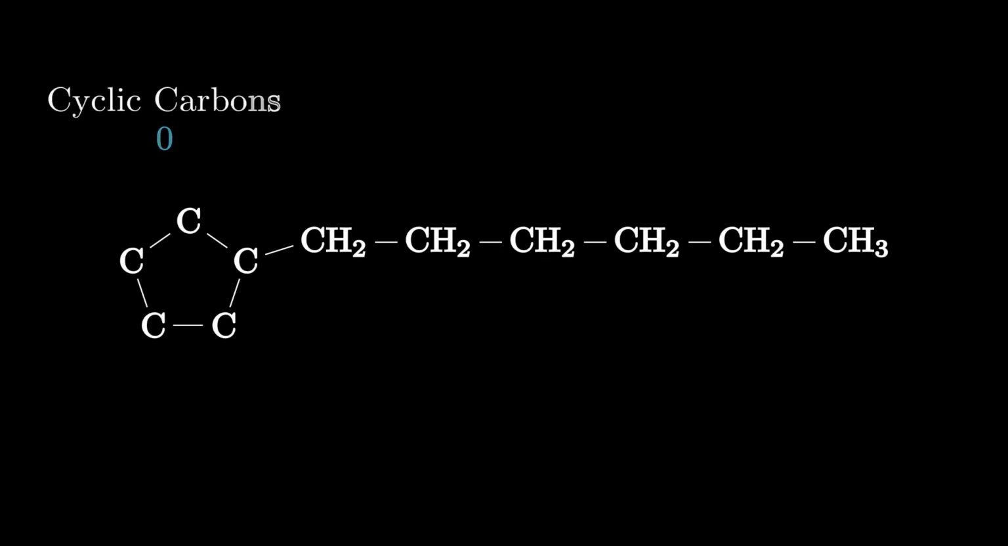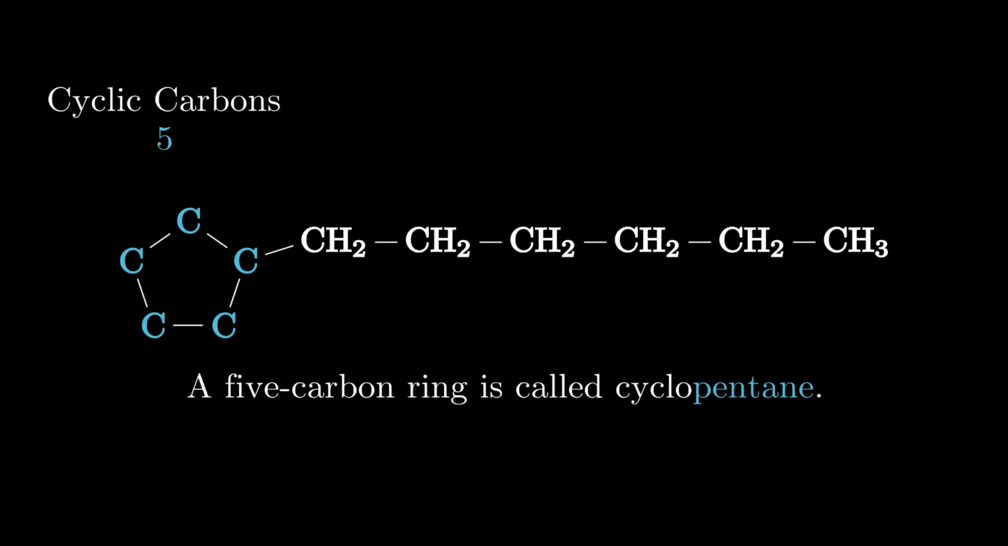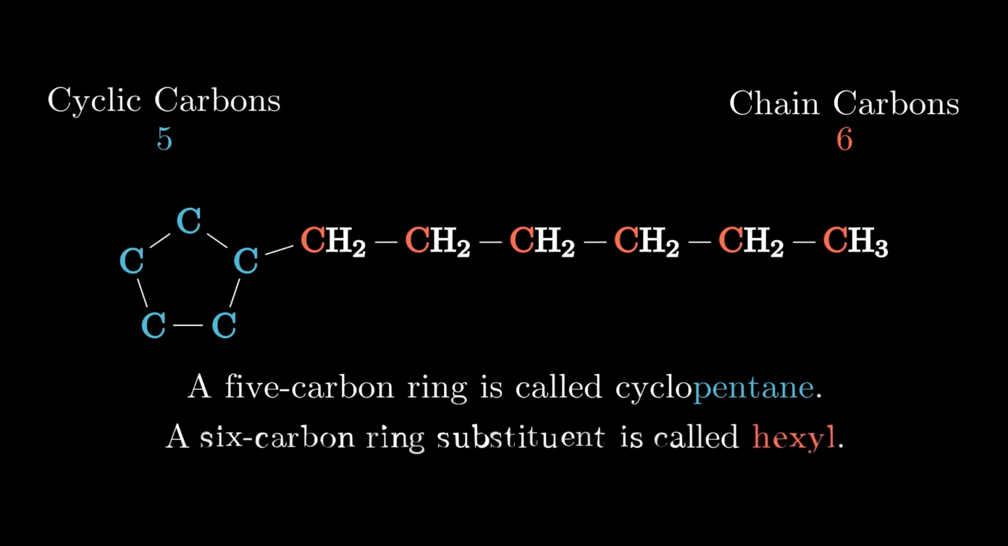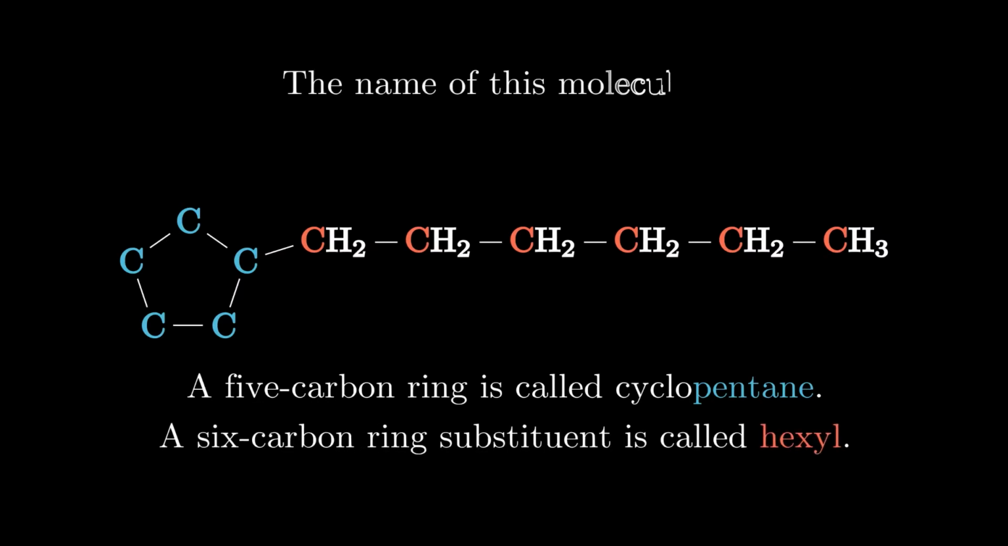So let's take a look at the molecule on the screen. The ring structure on the left contains 5 carbons, which is going to be called cyclopentane. The chain, which contains 6 carbons, will be called hexane. But since it is the substituent on this molecule, we now call it hexyl. So the molecule is named hexyl cyclopentane.